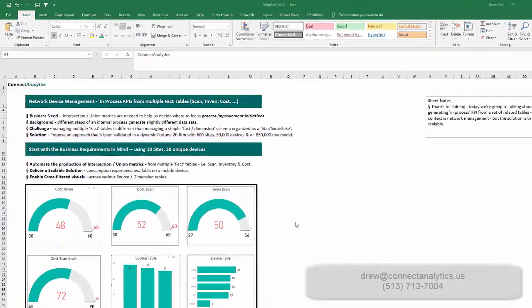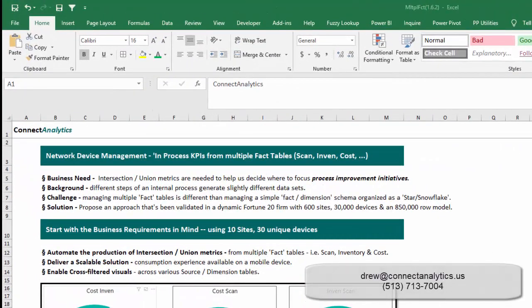Everyone, thanks for joining. Today, we're going to be talking about generating in-process KPIs from a set of related tables. So the specific business need here is we need to develop a set of intersection union metrics to help us decide where to focus process improvement initiatives.